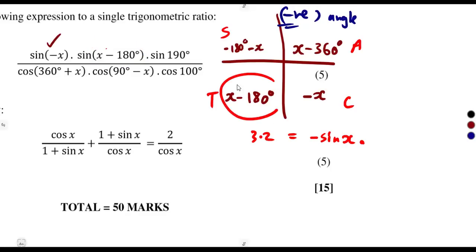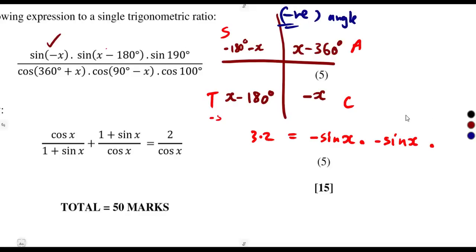Where do we have X minus 180? In the third quadrant, which is the quadrant for tan, not for sine. Sine is what there? Sine is negative. So that's a negative sign again. All right, times the sine of 190 degrees.